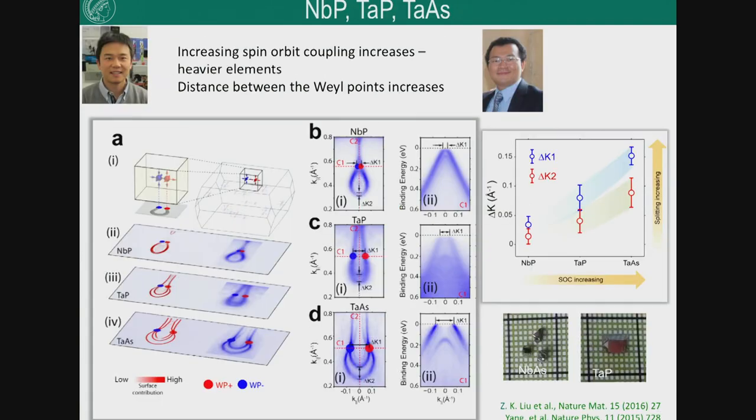And this is not so difficult, because you do angle-resolved photoemission and you do again your surface state calculation. So Binghai did the surface state calculation. And niobium phosphide is lighter than tantalum phosphide and tantalum arsenide. And you see nicely how the distance between the Weyl points depends on the spin-orbit coupling. And you see that if you measure the Fermi arcs, it's in very nice agreement with the experimental data. So we know already there is interesting physics to find.